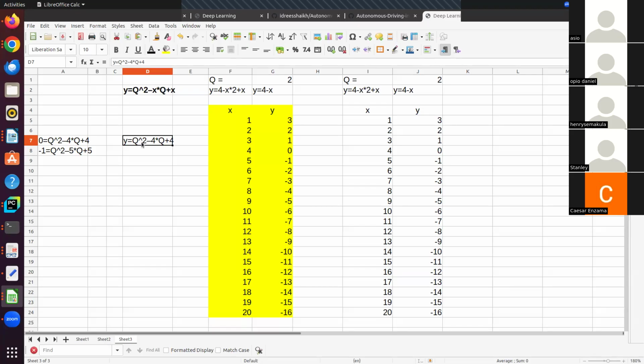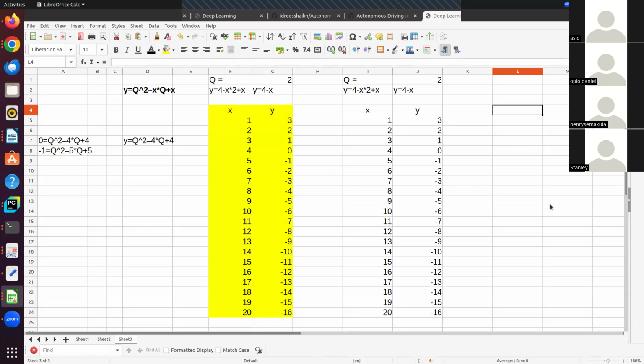Okay, this becomes an equation. It's not really x and y now. It becomes y and q. I can make here x, I can make a q now and y. Now, what is the relationship between those two? It's a parabola, right? You can tell.